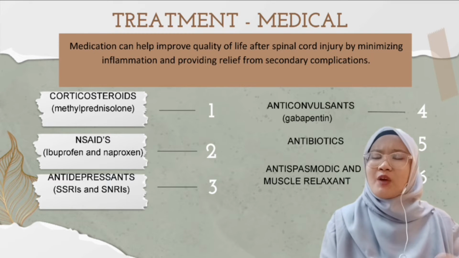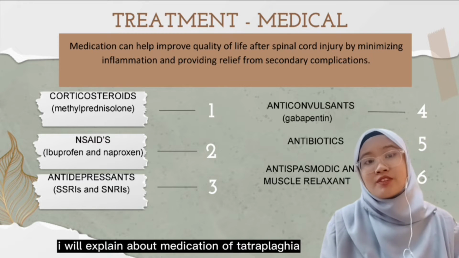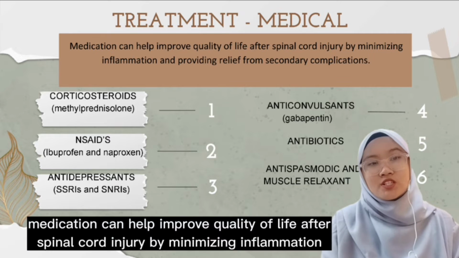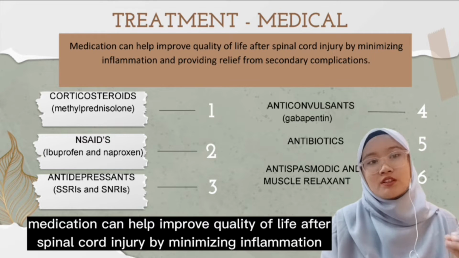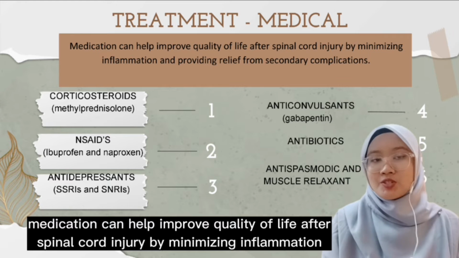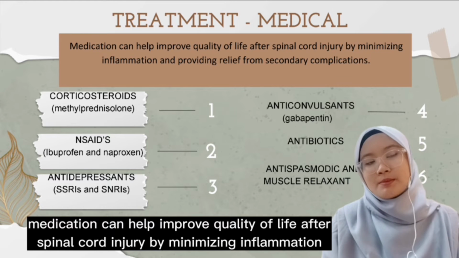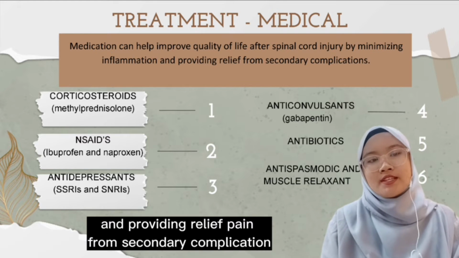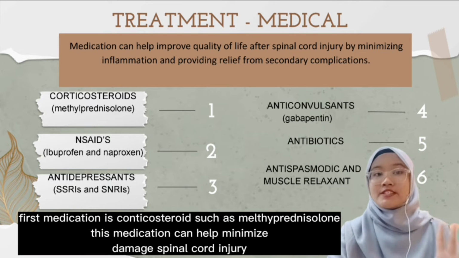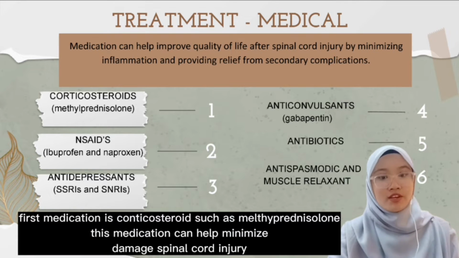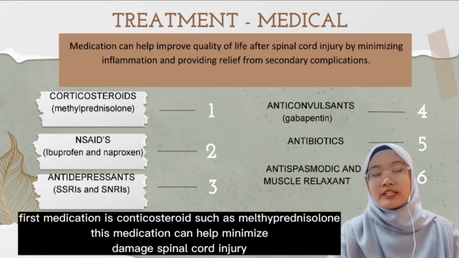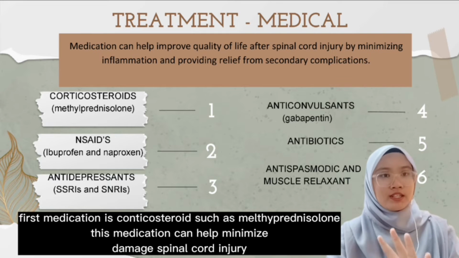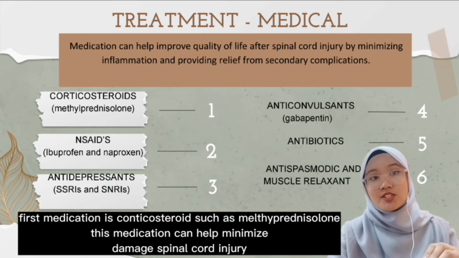I will explain about medication in tetraplegia. Medication can help improve quality of life after spinal cord injury by minimizing inflammation and providing relief from pain and secondary complications. First medication is corticosteroid such as methylprednisolone. This medication can help minimize damage in spinal cord injury.